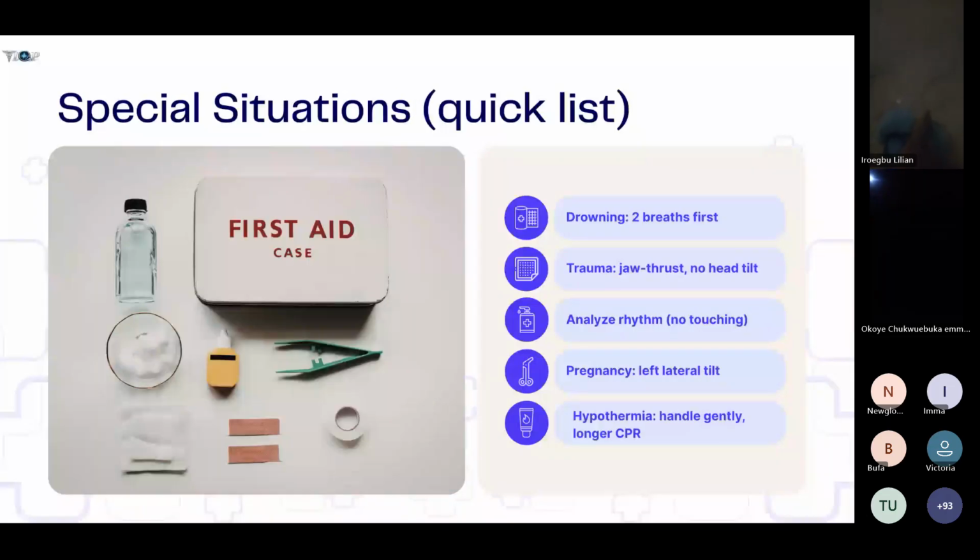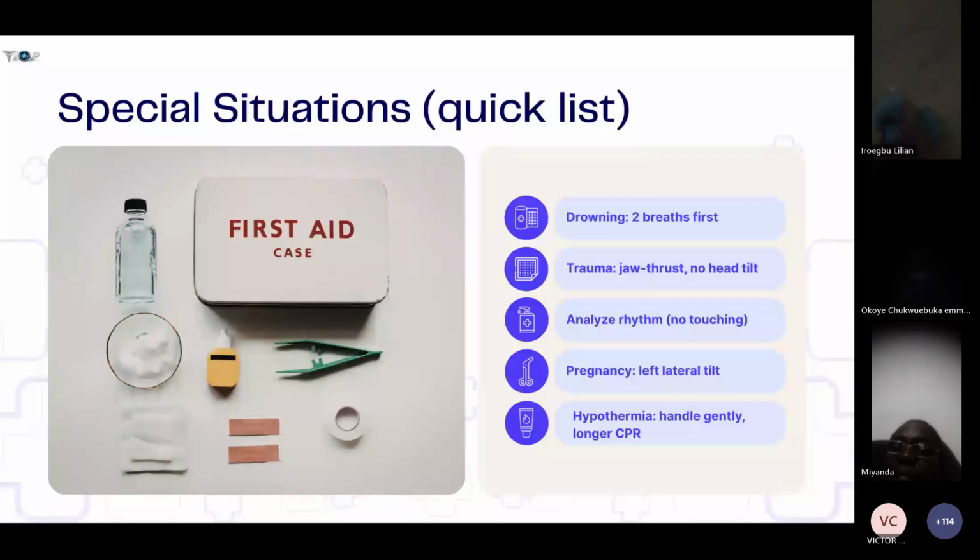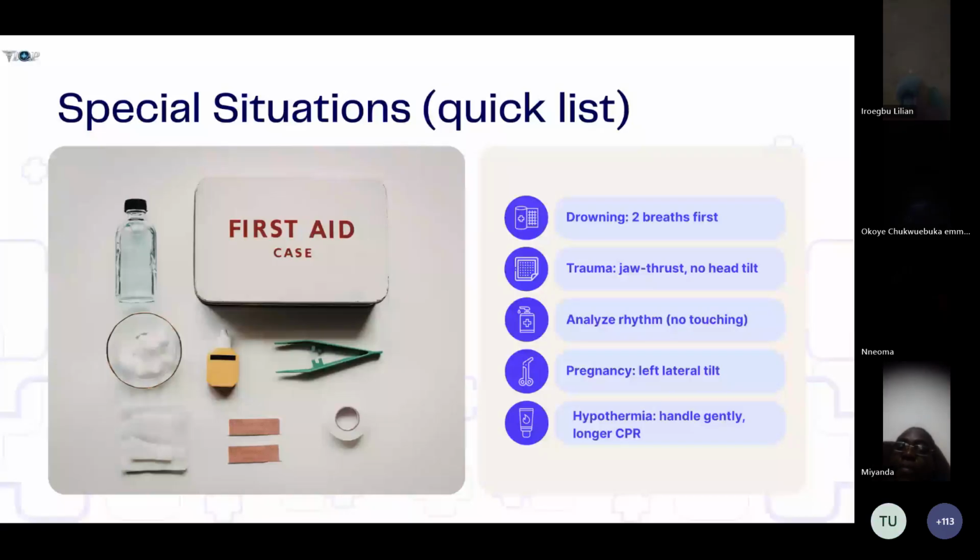Now, there are special situations, but BLS is mostly the same, but there are adjustments, right? In this case, I listed about 5 special situations. In the case of drowning, you make sure that you give 2 rescue breaths before you start compressions. You do not just start CPR before you start giving breaths, right? Because the problem of drowning started with no oxygen. So you first give the 2 breaths before you start the compressions.